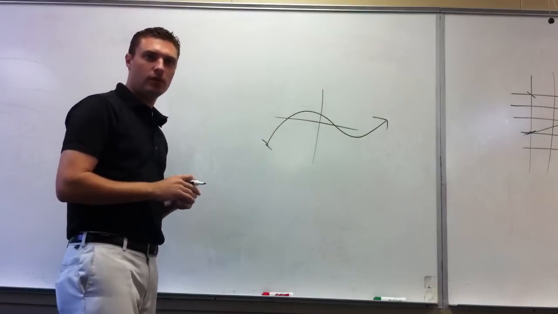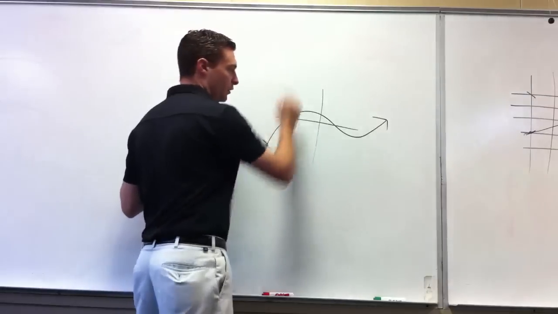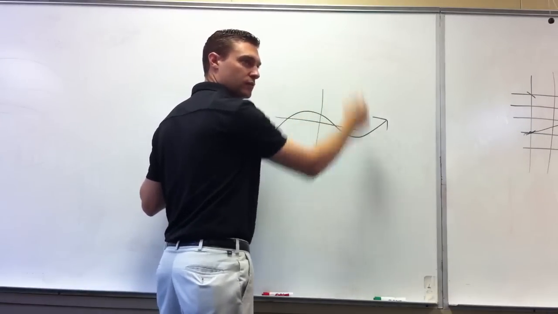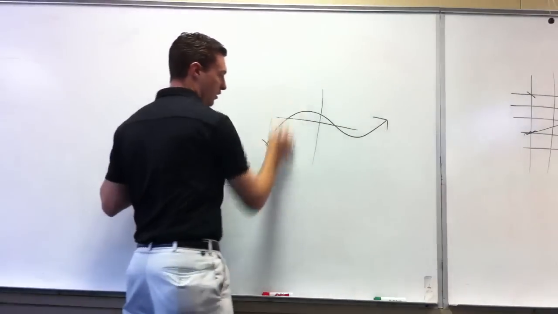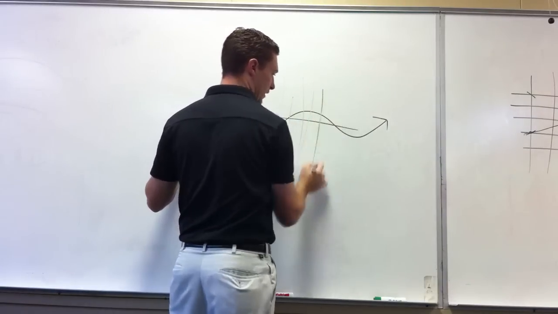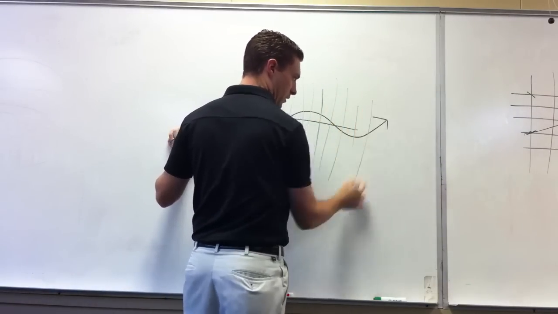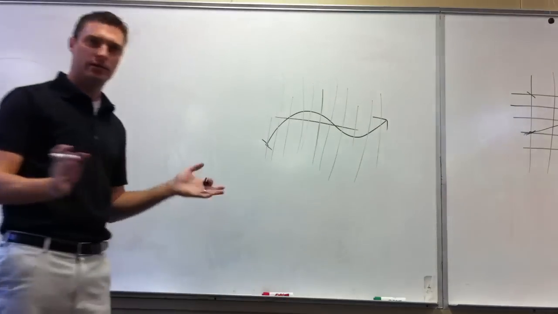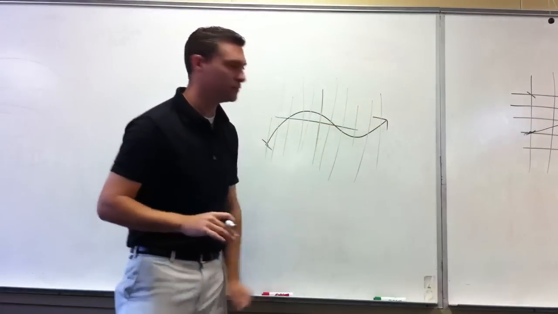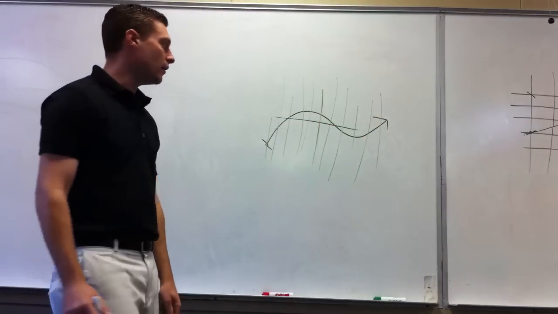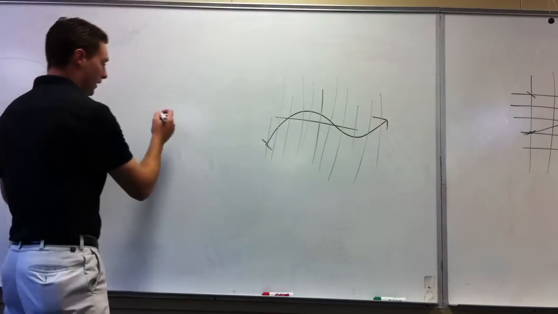So is this a function? Yes. Is there any vertical line that would touch more than one place? No. I don't see one. If I draw vertical lines all the way through, each one of these lines touches one and only one place. And the arrowheads don't count, right? This is not two places, just to clarify. Okay?